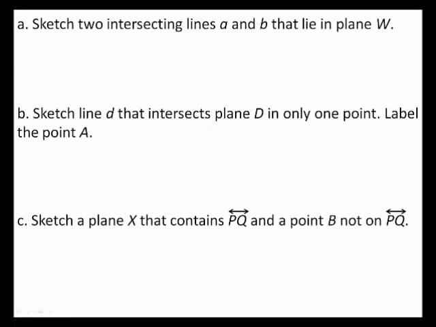A. Sketch 2 intersecting lines, A and B, that lie in plane W. B. Sketch line D that intersects plane D in only one point. Label the point A. And C. Sketch a plane X that contains line PQ and a point B not on line PQ. To draw the sketch in part A, first draw a plane and label it plane W.